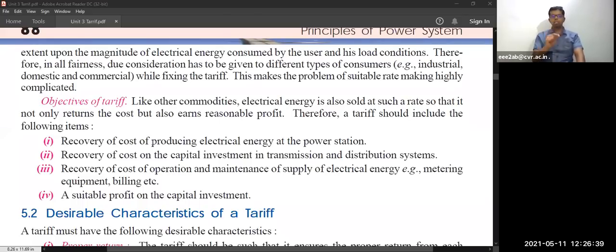Next is recovery of cost of operation and maintenance of supply of electrical energy. We call this O&M for short. This O&M cost also we have to get back. Yearly, day by day, operation and maintenance will be increasing. We may deposit a certain amount, 5 lakhs or 10 lakhs, for O&M, but suddenly one whole generator shaft may go off. Again we have to purchase that generator shaft, or replace it, or work on it and go for maintenance with that particular shaft.